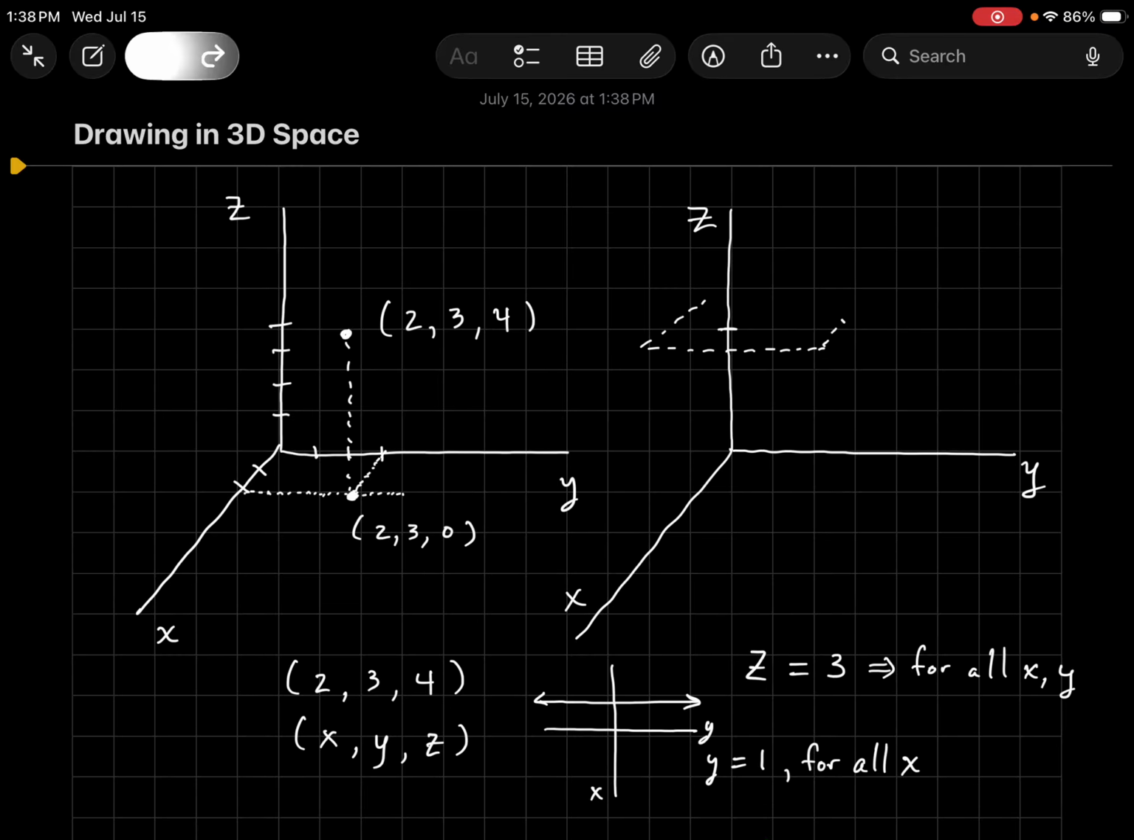But extending in all directions in the x and y. So like y going both the positive direction and then the negative direction, x also going the negative direction, the positive direction. So z equals 3 is a plane, exactly 3 above the xy plane.